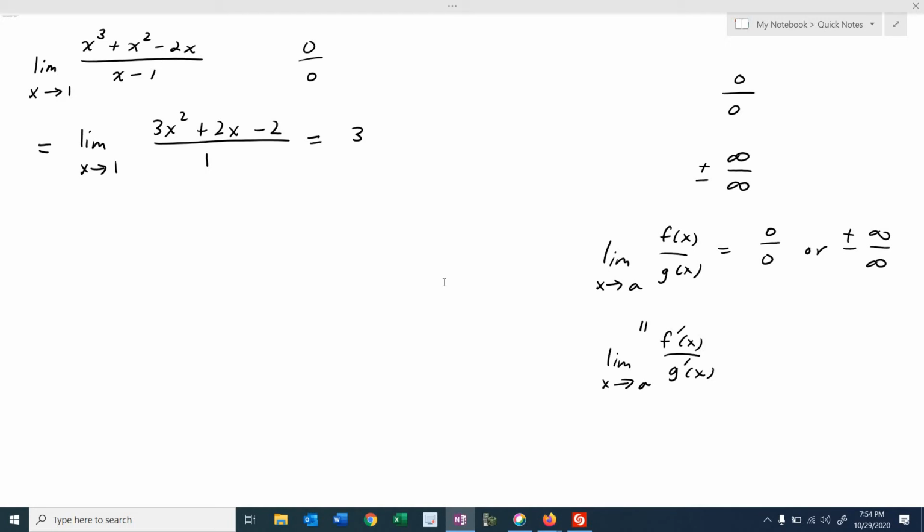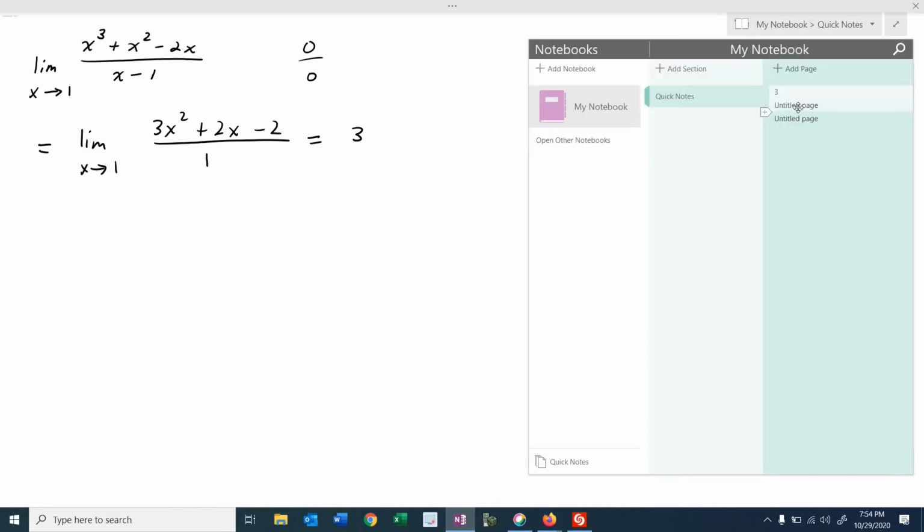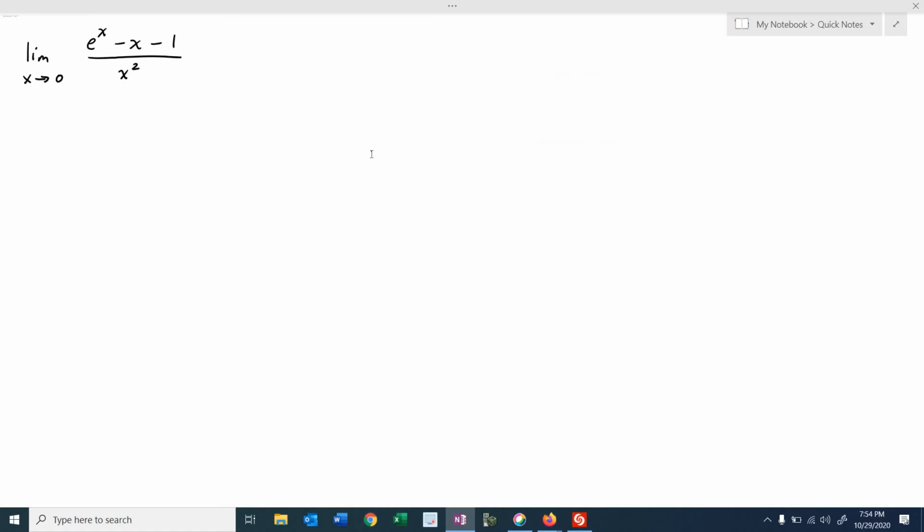Okay, so you can see how powerful L'Hopital's rule is. Okay, so let's look at another one. Let's try to evaluate this limit.